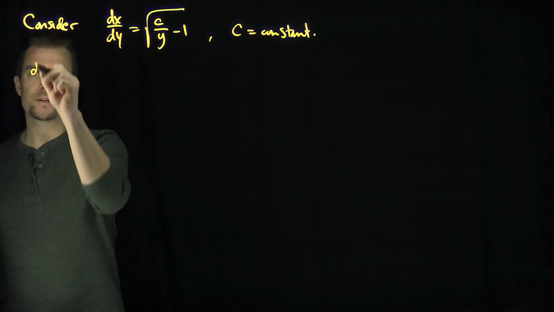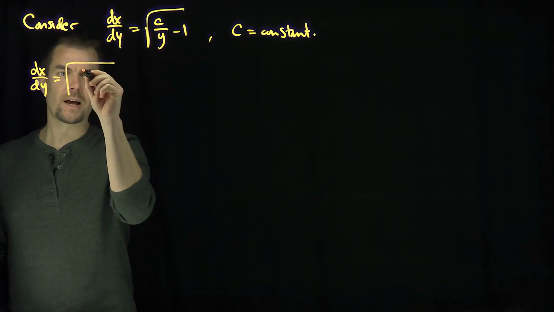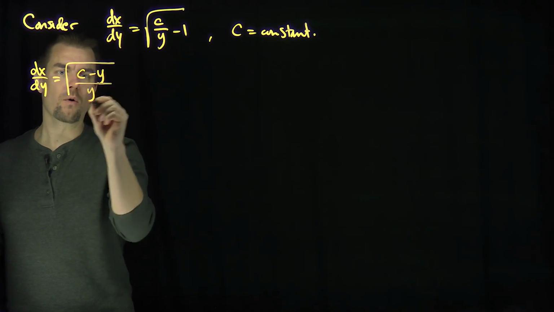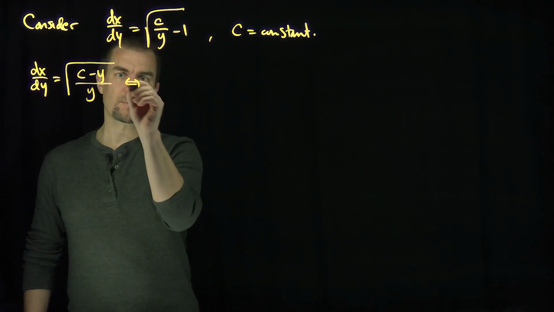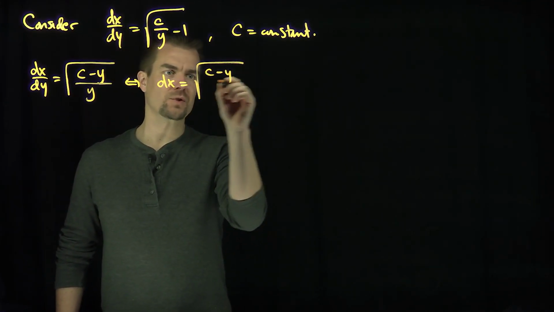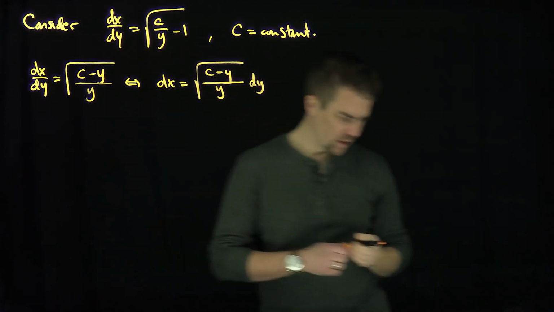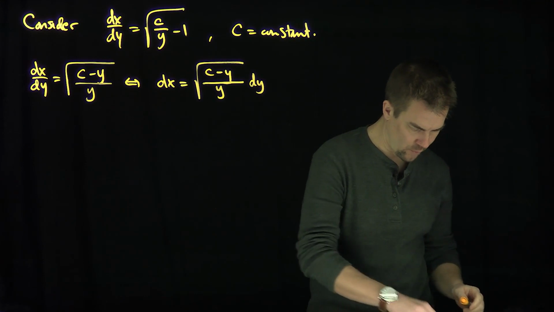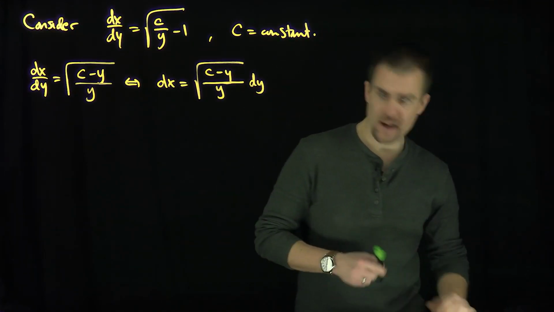What I'd like to do is write dx over dy, by simplifying the square root, as the square root of c minus y over y. And then we're going to make a substitution. So in its separable form, this is dx equals the square root of c minus y over y dy. And now here comes our substitution that will keep the equation separable.